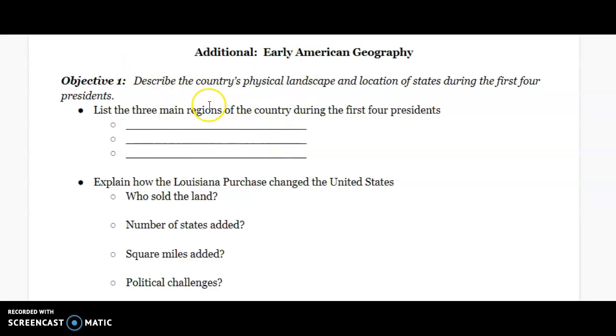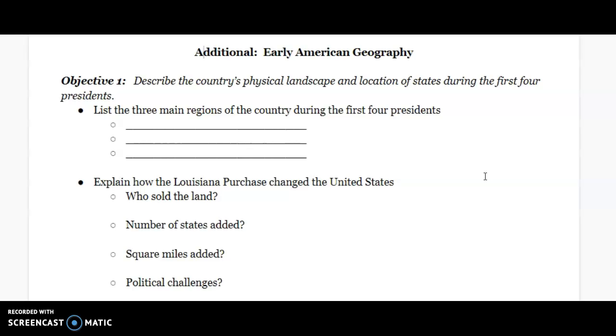Okay, so let's go over Objective 1. Objective 1 asks us to describe the country's physical landscape and location of states during the first 4 presidents. So all of this additional, everything we're talking about, is pretty much the Louisiana Purchase, which we know was purchased by President Thomas Jefferson in the very, very early 1800s from Napoleon Bonaparte of France.